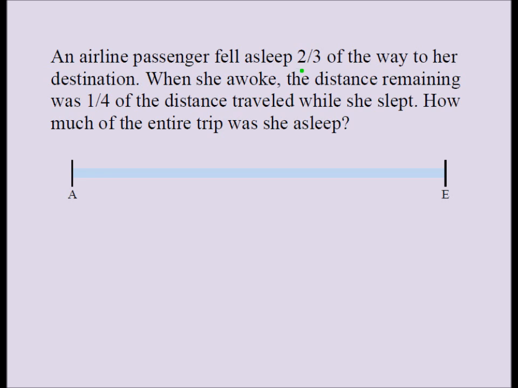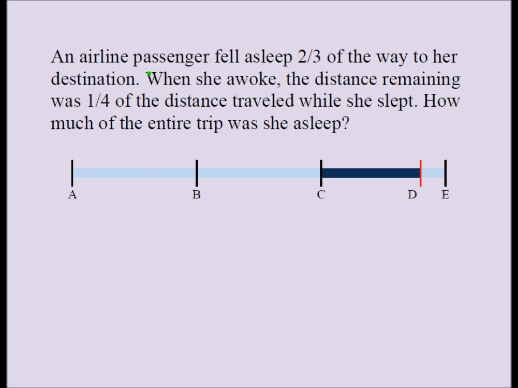So let's use this to change our picture. What does it mean to say somebody fell asleep 2/3 of the way? What I have here is basically her entire trip cut into three equal parts, and this is where she fell asleep 2/3 of the way, right here at point C. And then what happened? Then, according to the question, she slept for a while, she fell asleep at point C, and then she wakes up at point D, and she is awake.